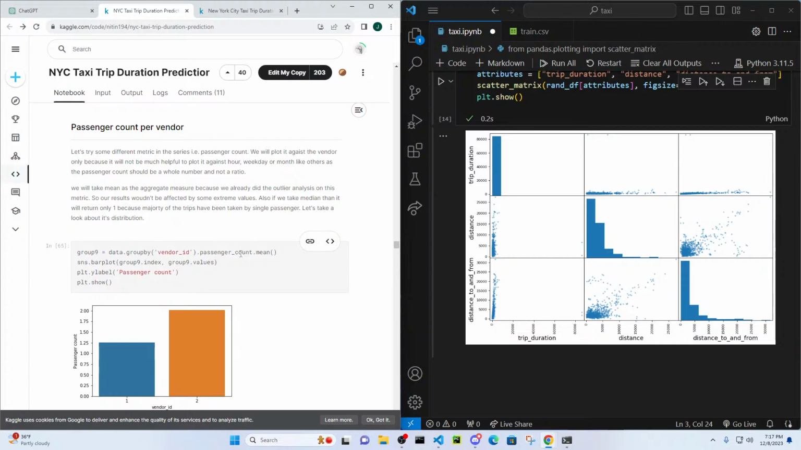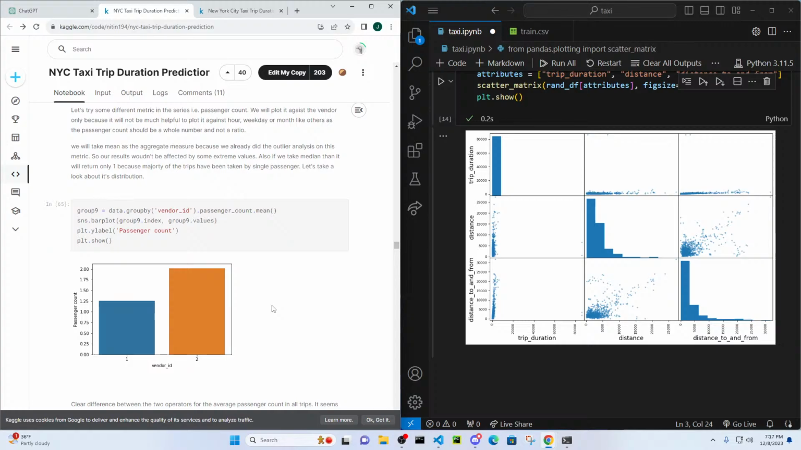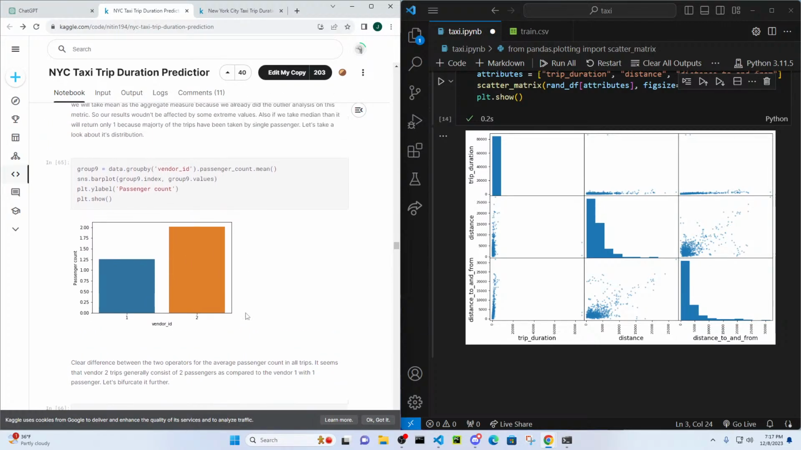So grouping by vendor ID and seeing the average passenger count per vendor. So the average passenger count is about 1.25 for vendor 1 and 2 for vendor 2. Clear difference between the two operators for the average passenger count in all trips. It seems that vendor 2 generally consists of 2 passengers as compared with vendor 1 with 1 passenger. Let's bifurcate it further.